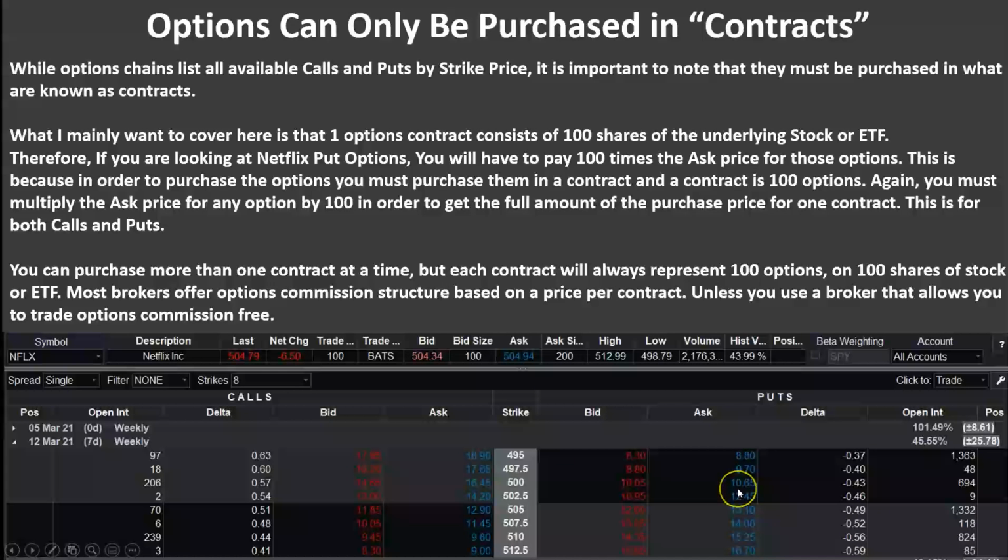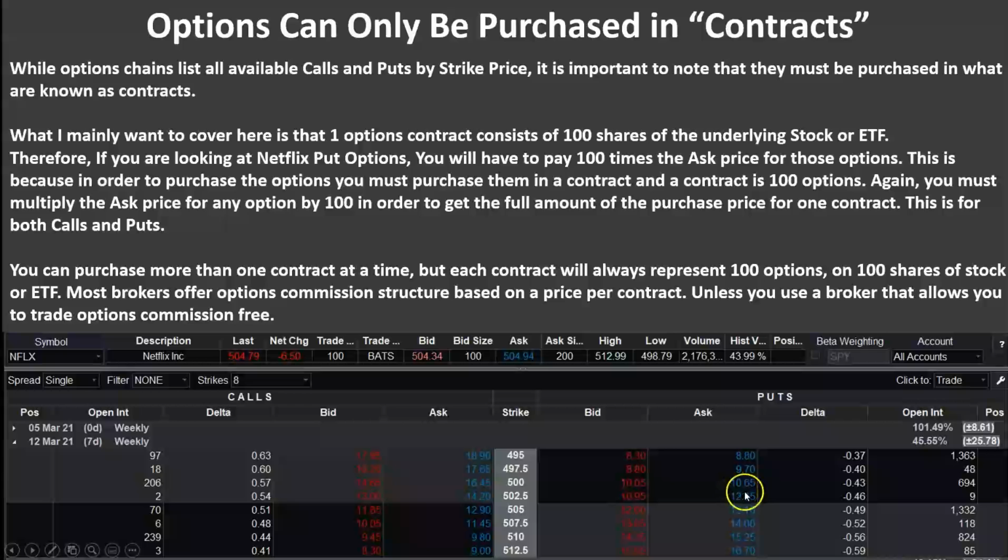You have to buy this in what is known as a contract. So the minute you try to buy this $500 strike put, it's going to populate in the order bar as $1,065. Why? Because it's automatically going to show it in a contract, and it's going to be 100 options. So you have to take this price and multiply it by 100.